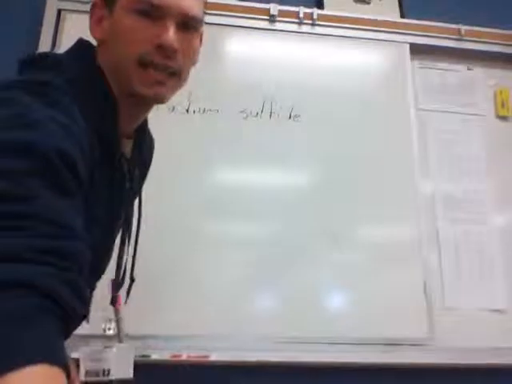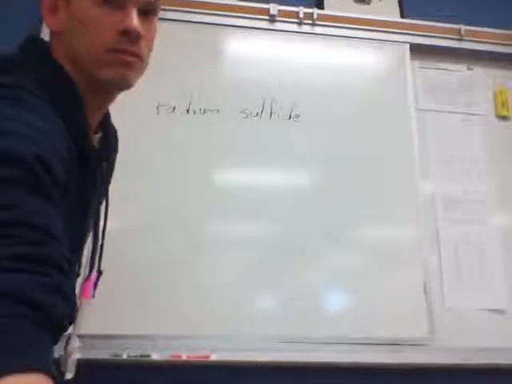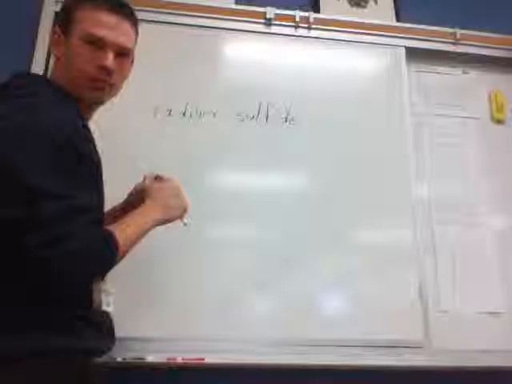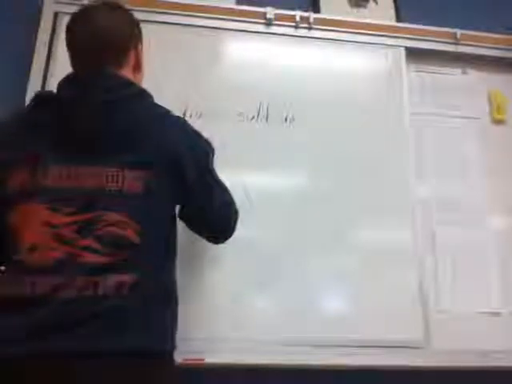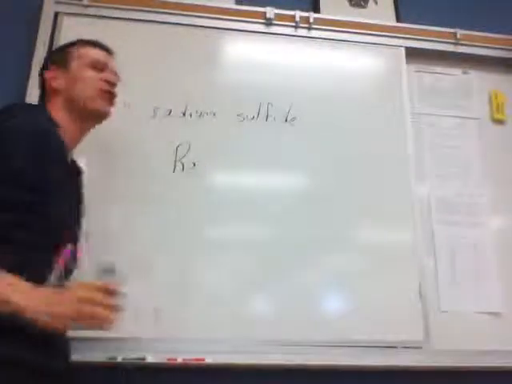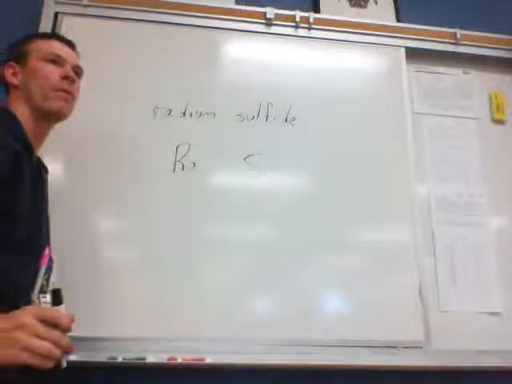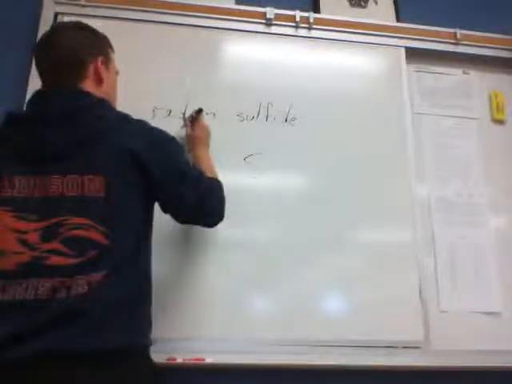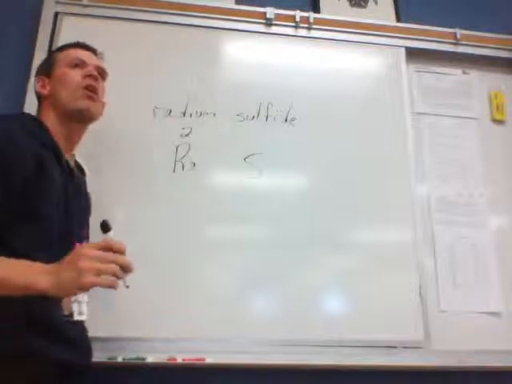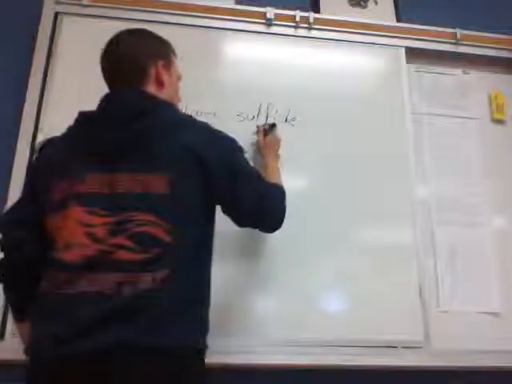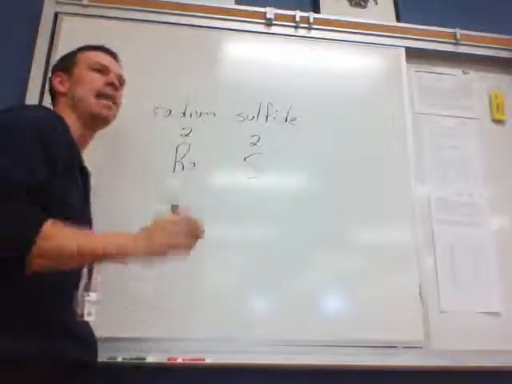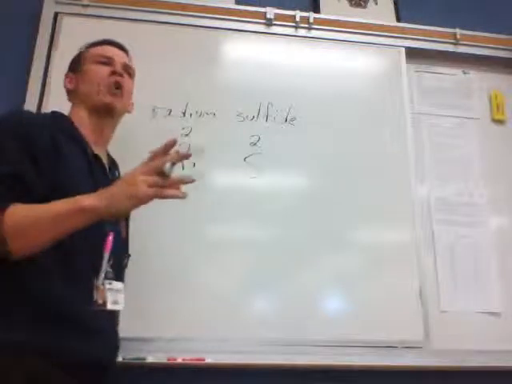Radium sulfide. See if you can get that answer. Radium is Ra. Sulfide is just sulfur. Radium has a predicted charge of +2. Sulfur has a predicted charge of -2. And now look here, because you probably got it wrong.